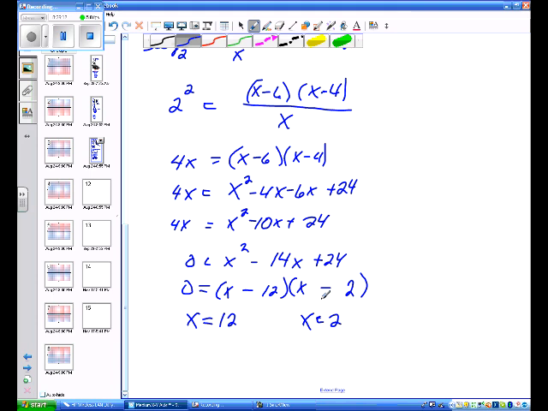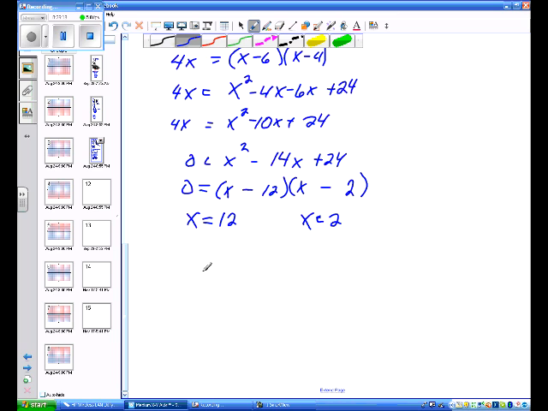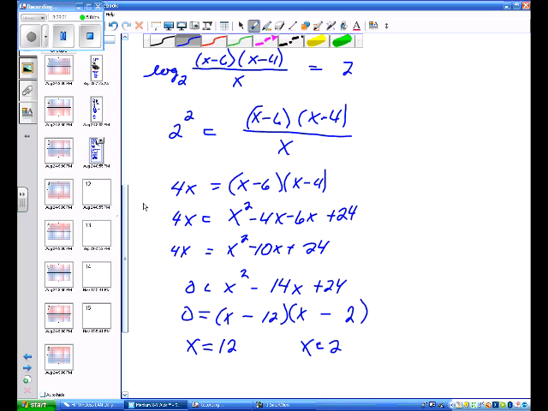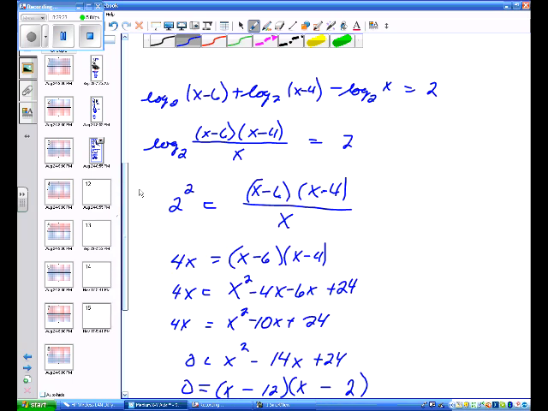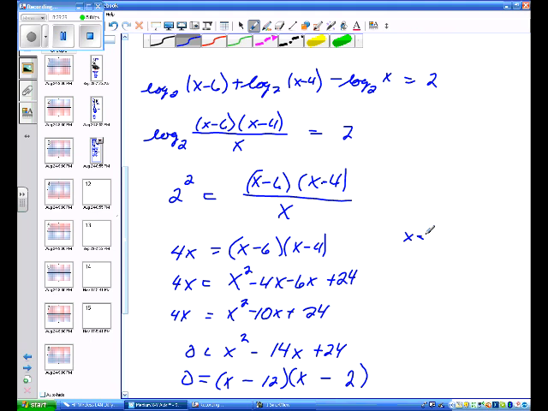Now, we always need to go back and check it in the original equation. And my original equation, well, it was this, we've got 12 and 2. So let's go back up and look at our original equation. It was right here. What we've got is x equals 12, x equals 2. If we put a 12 in here, we'll have 12 minus 6 is 6. We can take the log of 6. We can take the log of 2. We can take the log of, 12 minus 4 is 8. And we can take the log of 12.